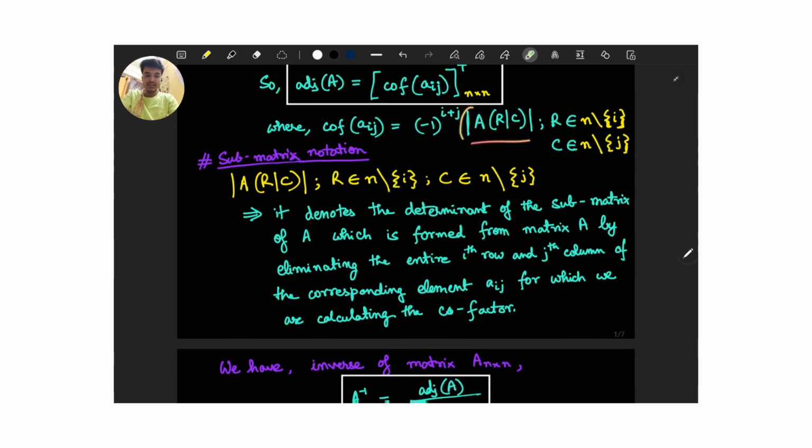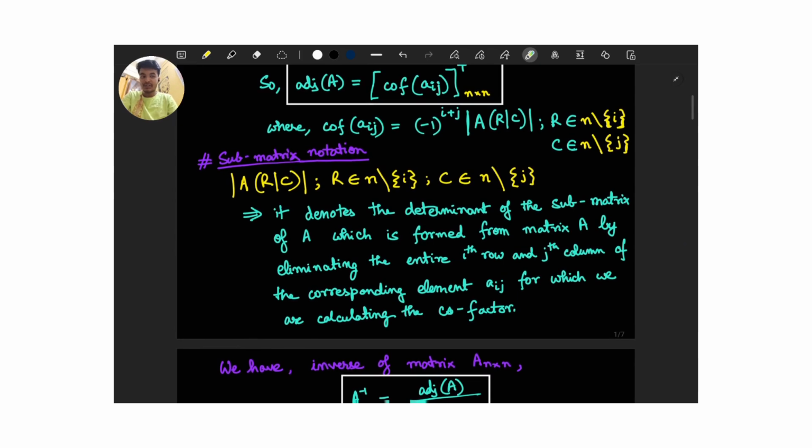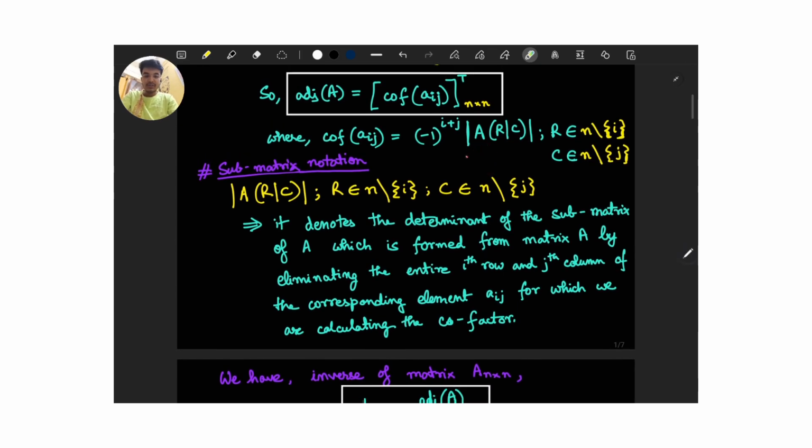This is the submatrix, and we are actually taking the determinant of that submatrix. This submatrix of A is nothing but the matrix created out of the original matrix A by removing the ith row and the jth column, which gives us the submatrix for the corresponding element Aij, for which we are interested in finding the cofactor. This is how we find the adjoint of matrix A, and we can see what this notation denotes and how we find the cofactor of each and every element of matrix A.